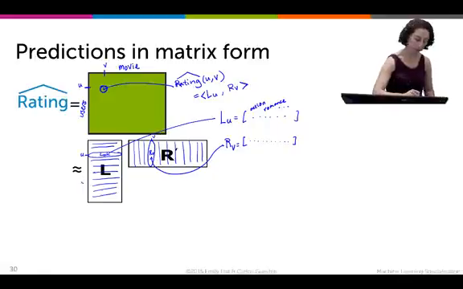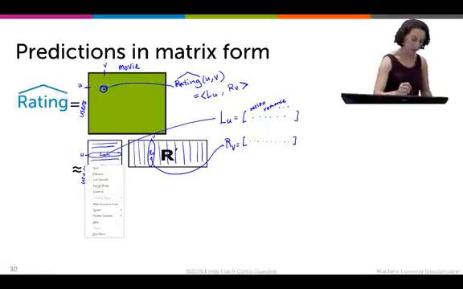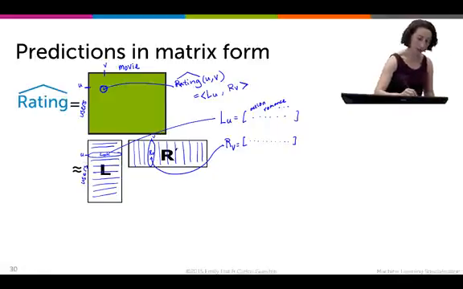So all of the users that appeared here are appearing here, and all of the movies that appeared as columns here are appearing as columns in this matrix. And each individual entry, again, is a combination of a specific row of this L matrix and a specific column of this matrix R here.